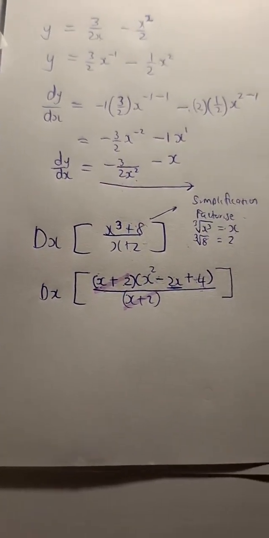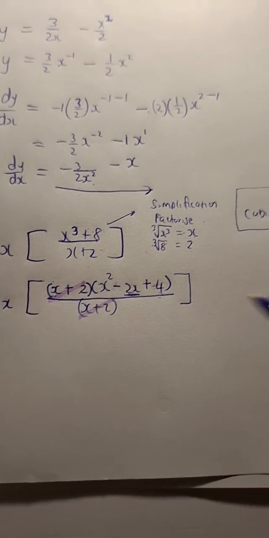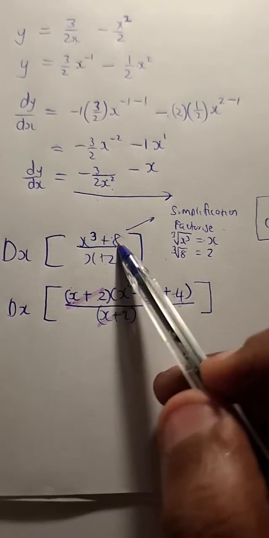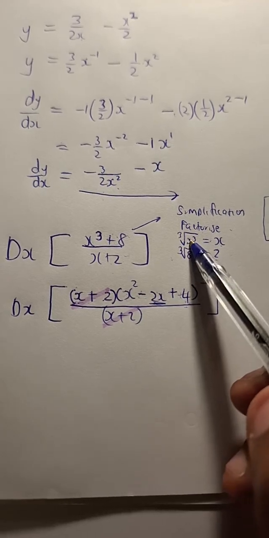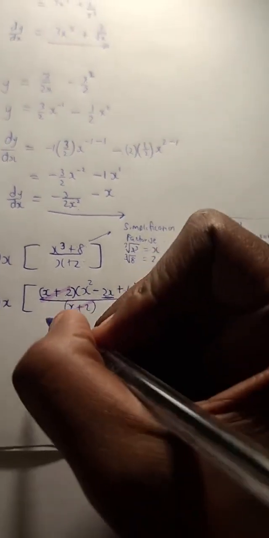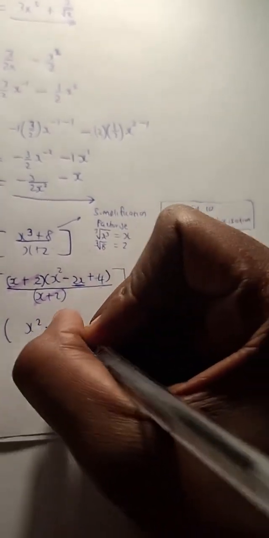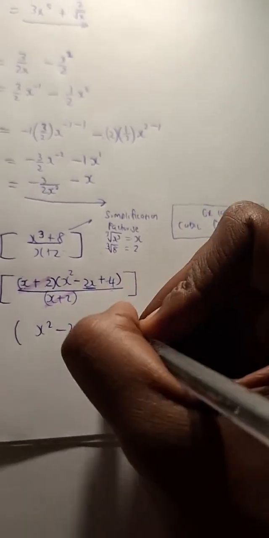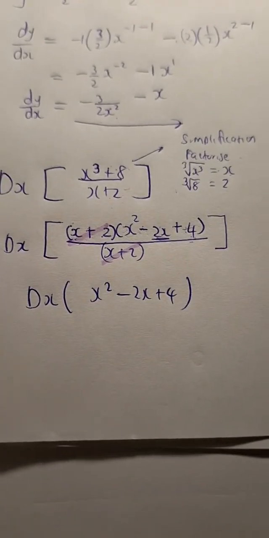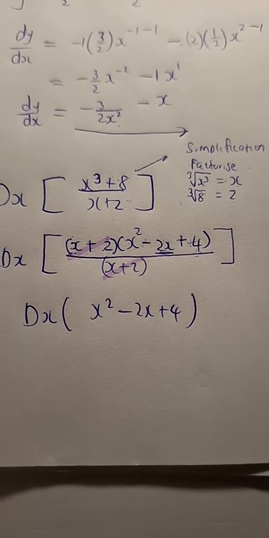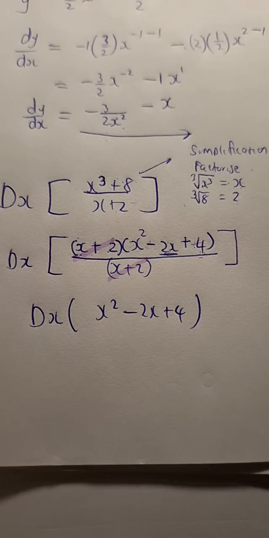Remember, we are on our way to deriving. We are not deriving yet, we are just simplifying this expression first using factorization. That's what we did. Now what are we left with? Finally, we are left with x squared minus 2x plus 4 alone, and then dx. Now we are ready to derive.